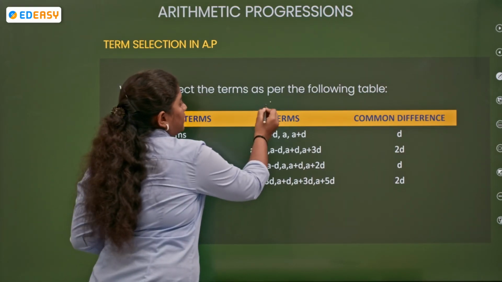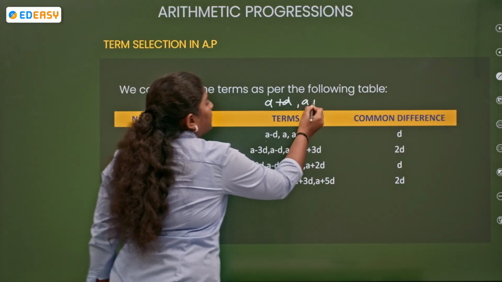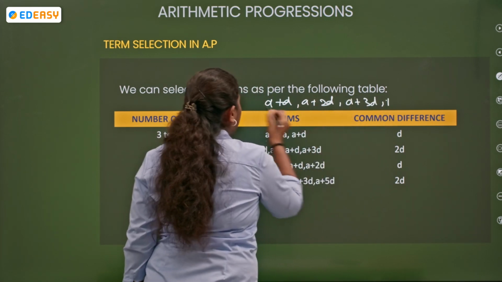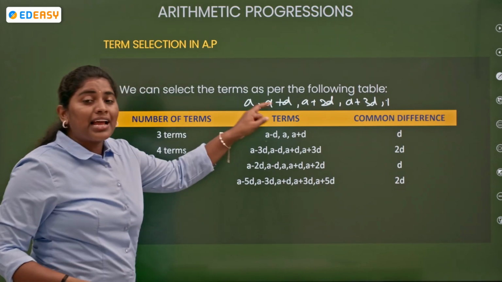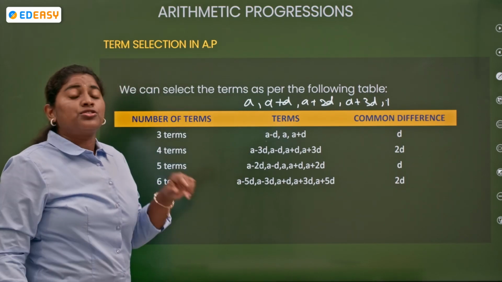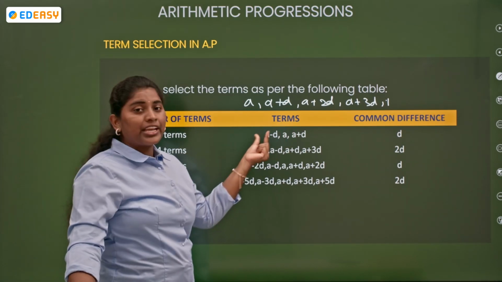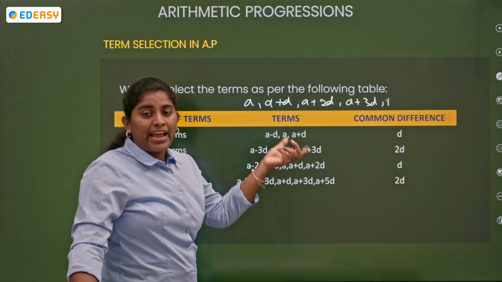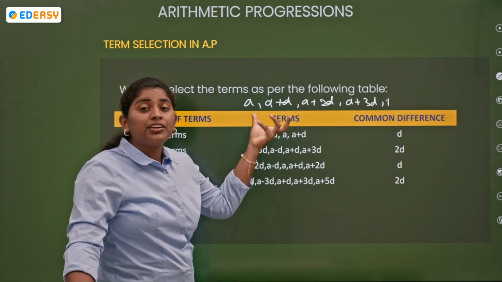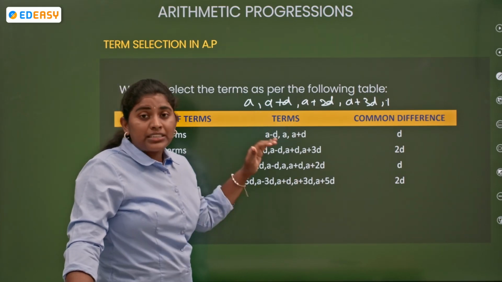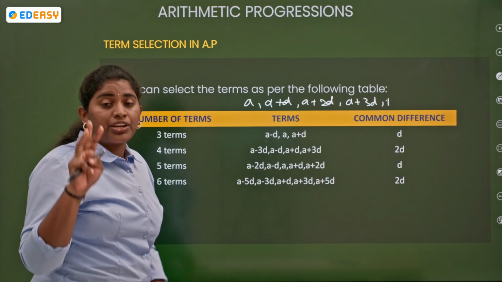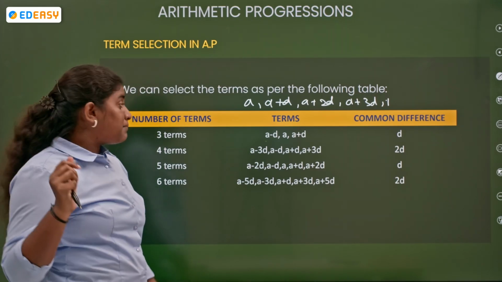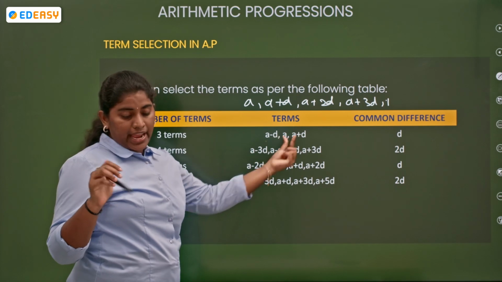If you keep going like a plus d, a plus 2d, a plus 3d and so on, it will make the calculation somewhat complicated. For that reason, we take the negative also. Then these minus d and plus d will cancel, and it will be easy for you to find the required values. So if we need to consider three terms of our AP, we consider them as a minus d, a and a plus d for our calculations.